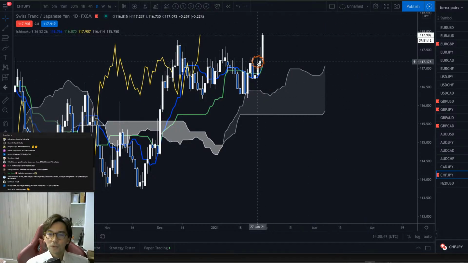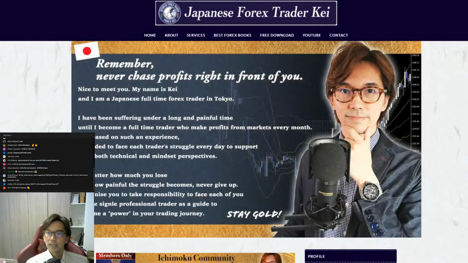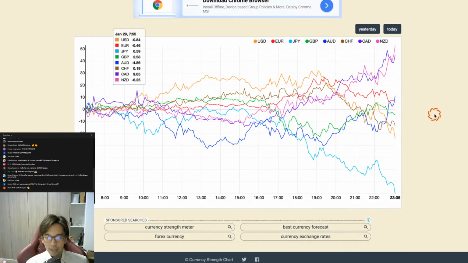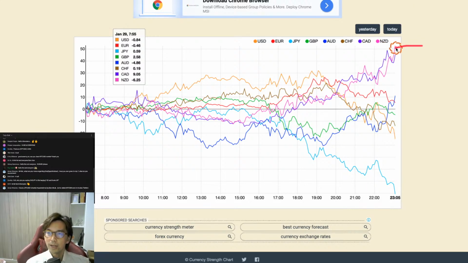And at the moment, if you can see the currency strength chart over here, today JPY is sold so much. JPY is very weak, and the strongest ones are NZD and also CAD. So if you can see, NZD is this pink one, and JPY is this light blue one. Because these are far apart, this is NZD, and down below is JPY.